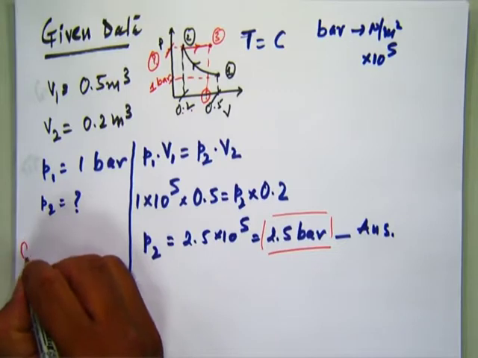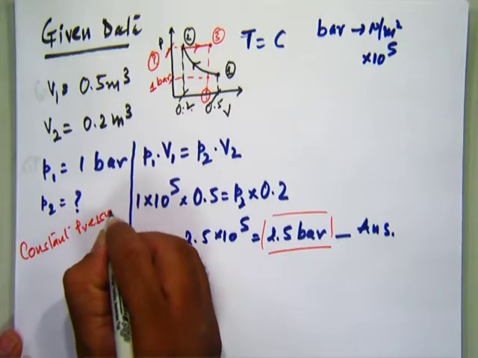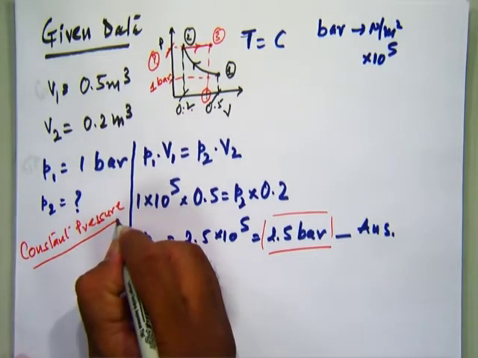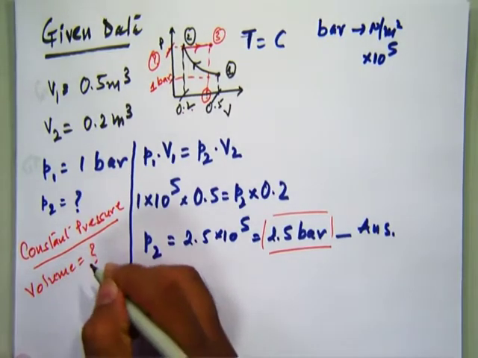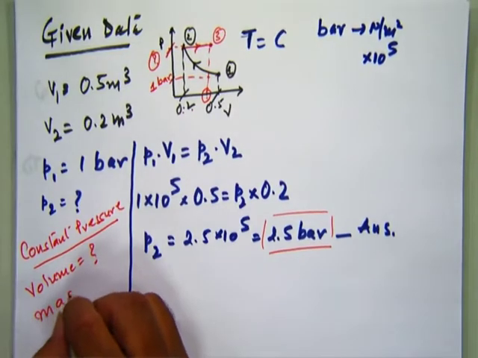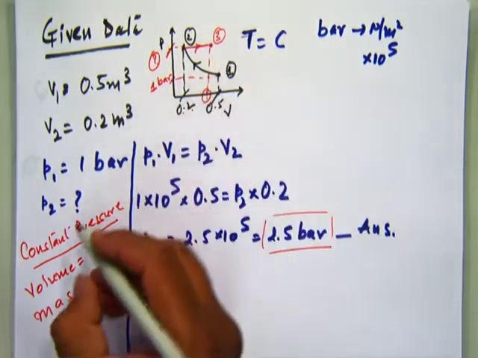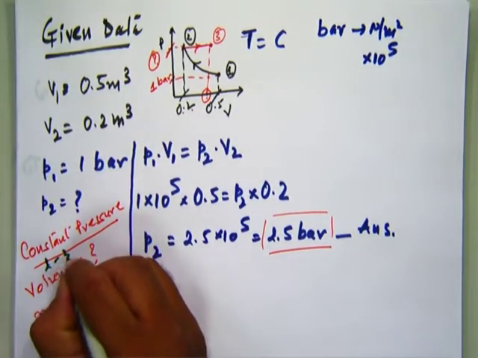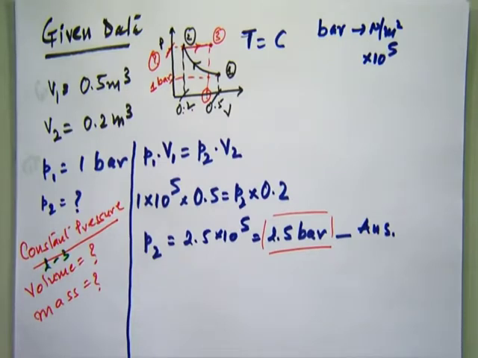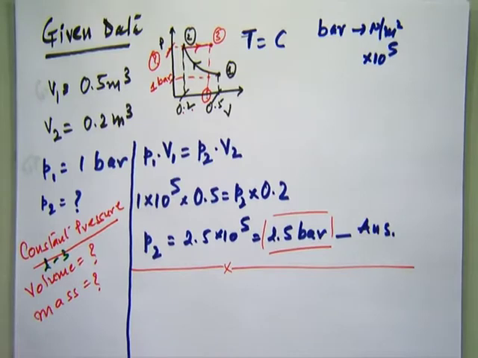After this, it is the constant pressure process. And at the end of this process, we have to find out what could be the volume and what could be the mass. This you have to find out for the process 2 to 3, constant pressure process. So, let us see that part of the problem.